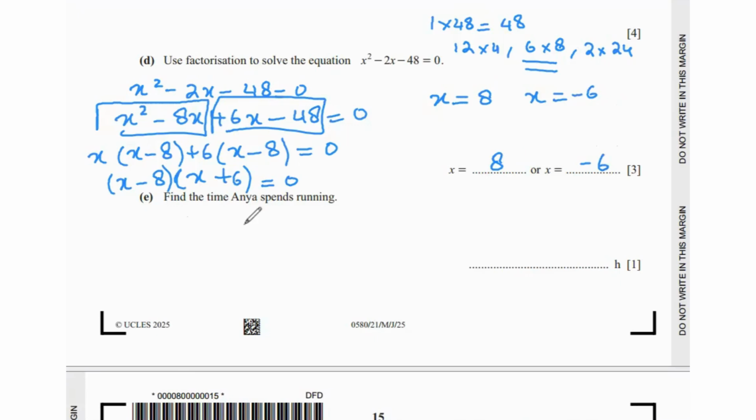Then find the time Anya spends running. Running, the equation was 12 over x. So that's going to be 12 over 8, which is going to give us 1.5. So she spent 1.5 hours running.